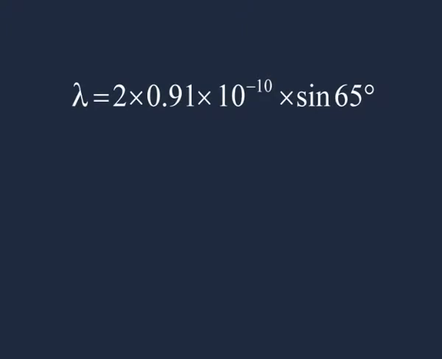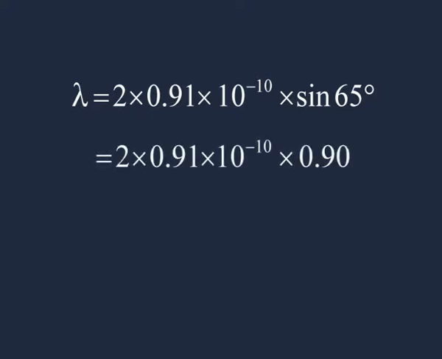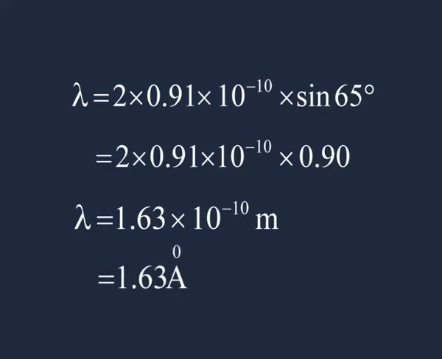Therefore, lambda is equal to 2 into 0.91 into 10 raised to the power minus 10 into sin 65 degree, which is equal to 2 into 0.91 into 10 raised to the power minus 10 into 0.90. On simplification, we get lambda is equal to 1.63 into 10 raised to the power minus 10 meter, which is equal to 1.63 angstrom.